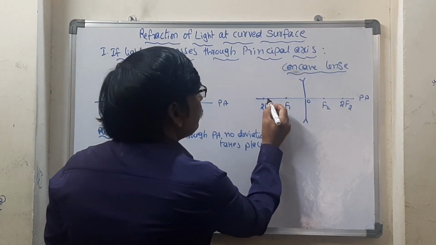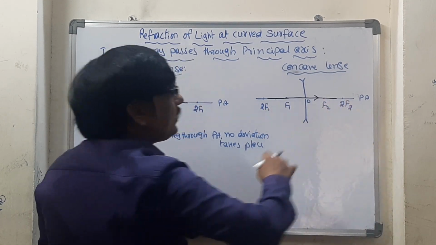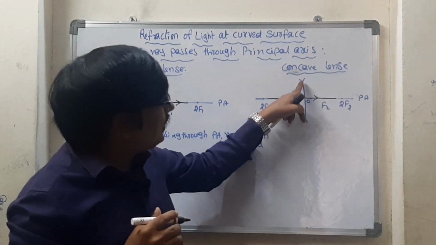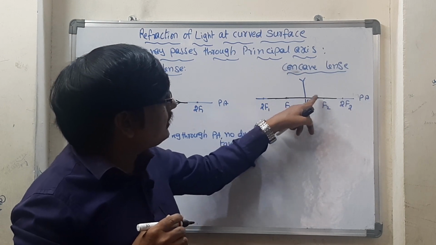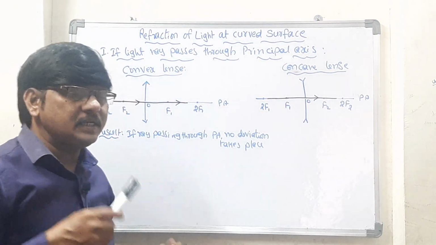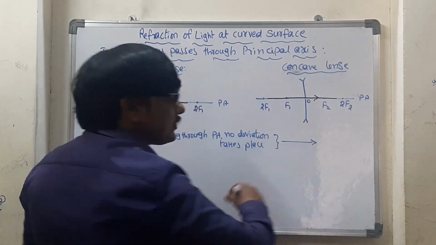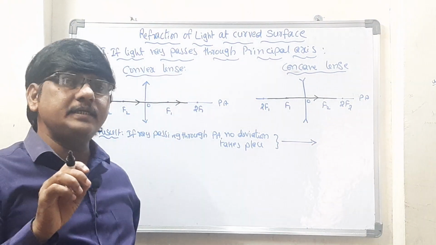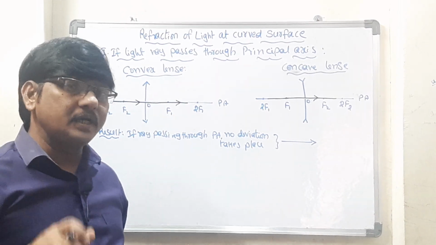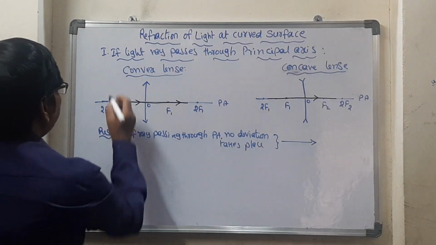Even if you observe the ray passing like this through the principal axis, there is no change. After the ray enters the lens, it keeps the same path, there is no deviation. The same result we can take for this one also. So the ray doesn't deviate if it passes through the principal axis, for a concave lens as well as a convex lens. Okay, right. And next, let us go to the next situation.